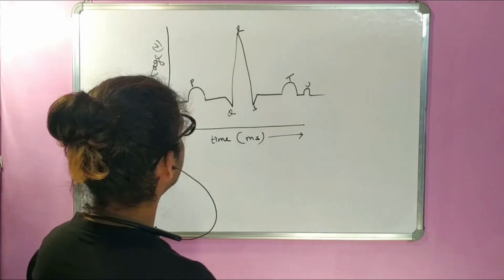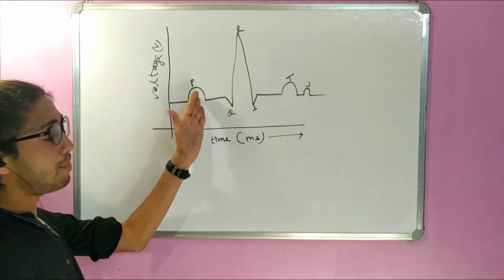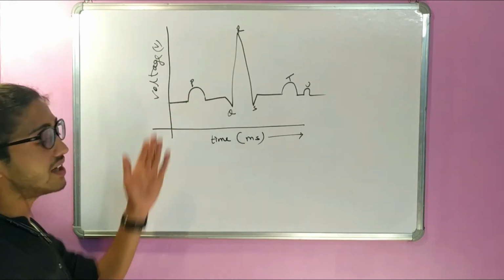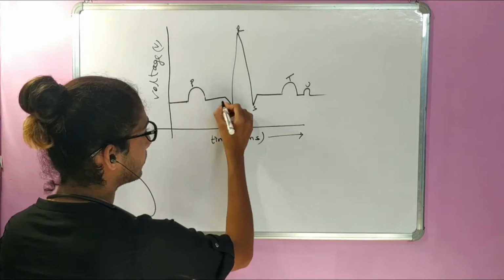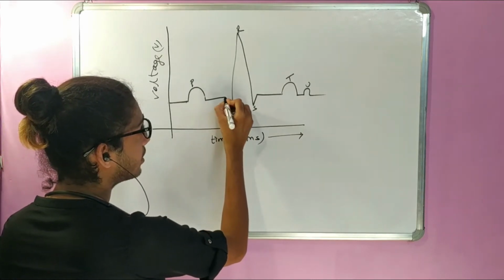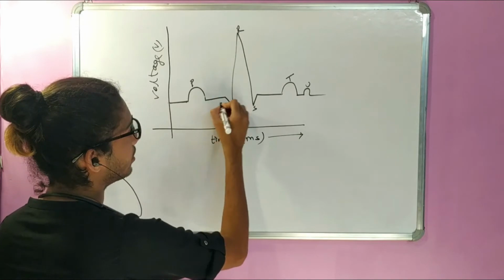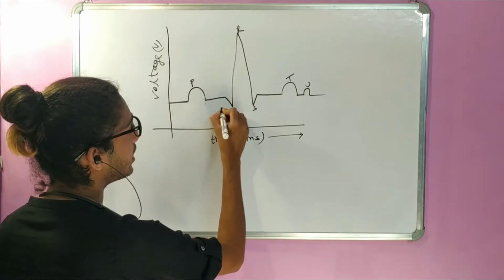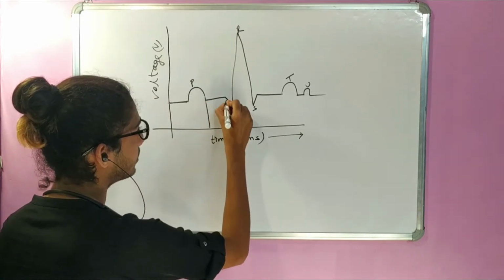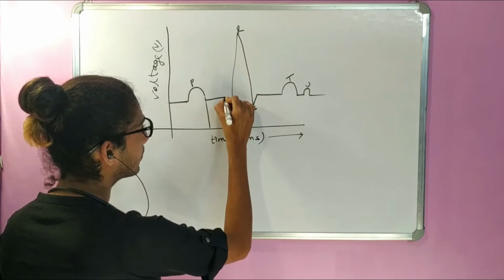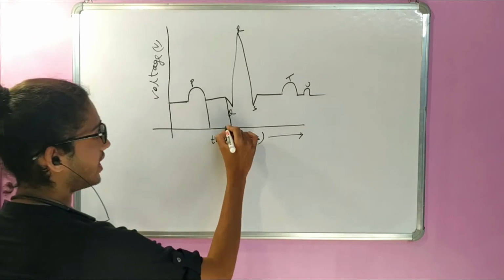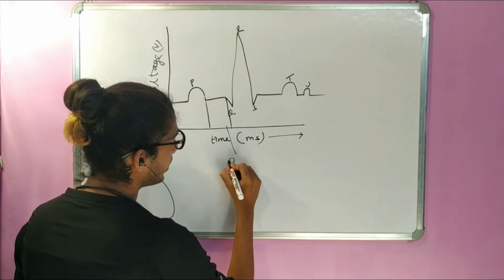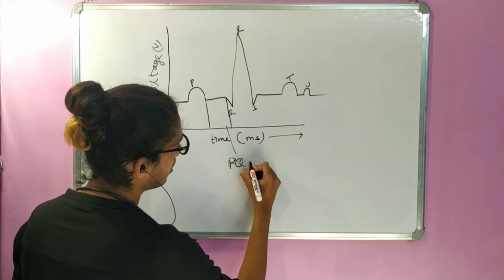Okay, now let's again focus on this. This was the P wave, which represents the contraction of your atrium. Then lies your PR interval. Okay, this is the PR interval. This one here is the PQ interval, or PR interval, it's called.